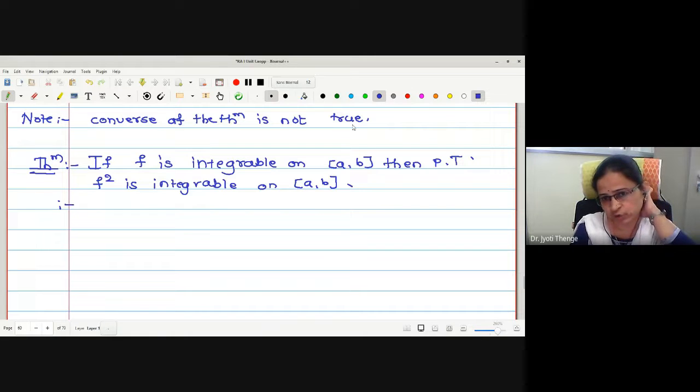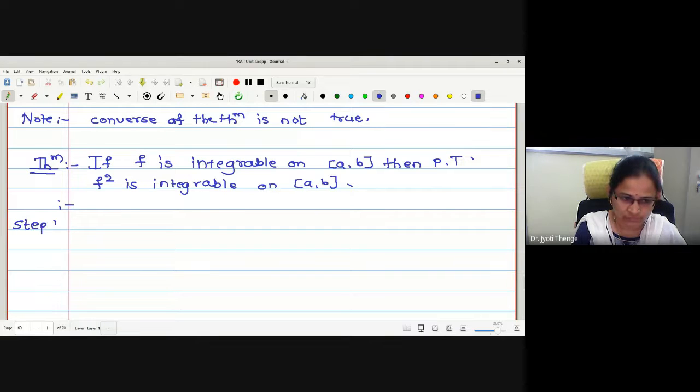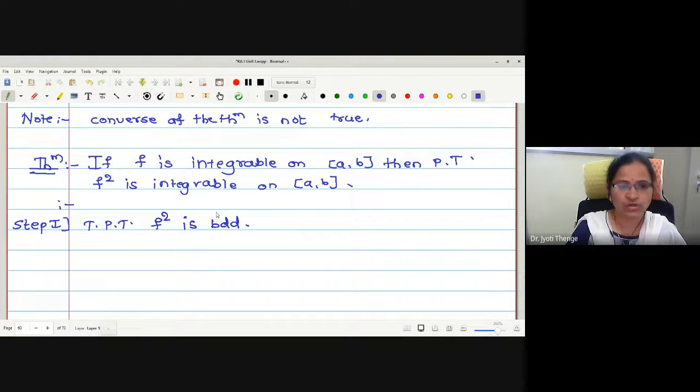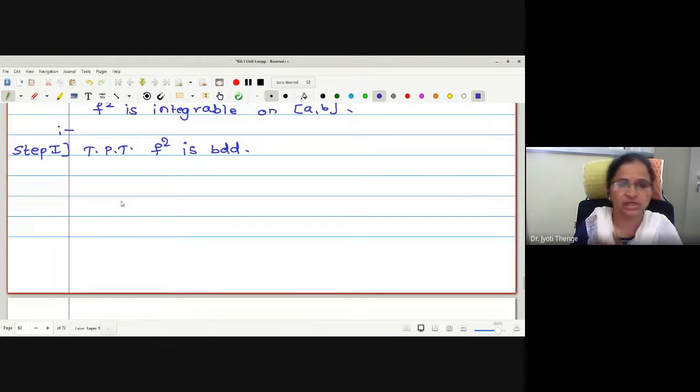First, we have to check boundedness. What can you say about the boundedness? If f is integrable, it means it is given bounded and integrable both. If f is bounded, can we say f square is also bounded? Yes, students. f square is bounded or not? Yes, ma'am, it is bounded. Okay. How can we prove the boundedness actually?